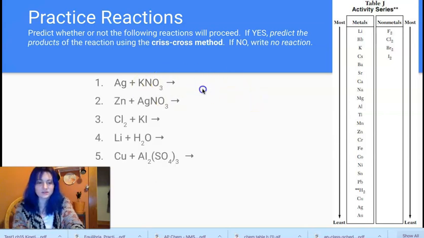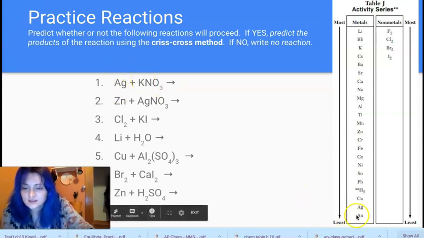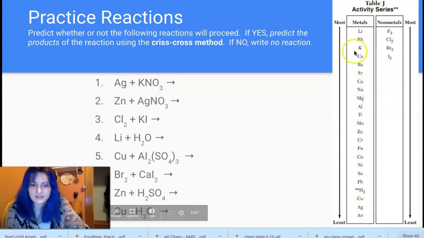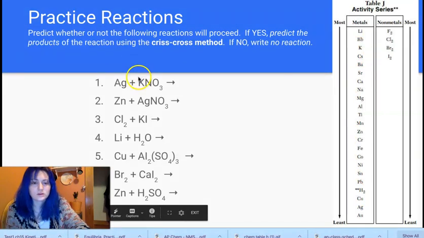We'll just list all of these very quickly here. Okay, so silver plus potassium nitrate. Let's look. Silver is at the bottom, potassium is at the top. Potassium is more active than silver, so this will not proceed. So we're just going to write no reaction here. Okay. Zinc plus silver nitrate.